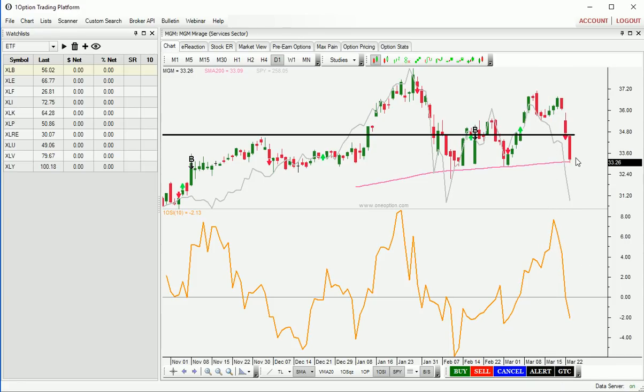If it closed on Monday below this 200-day moving average, I would move that alert right to the 200-day moving average, because if it poked back above it, I'm interested. Could be an excellent call purchase. It might be a bullish put spread opportunity.